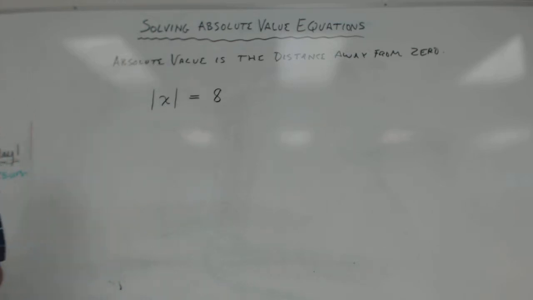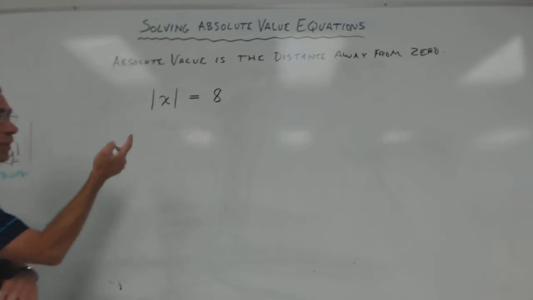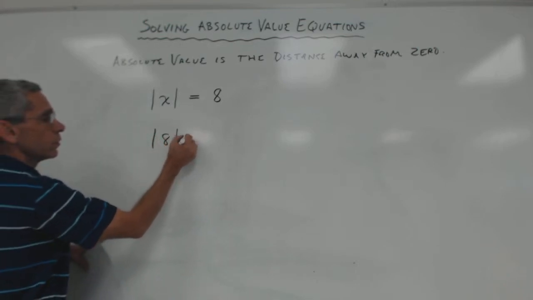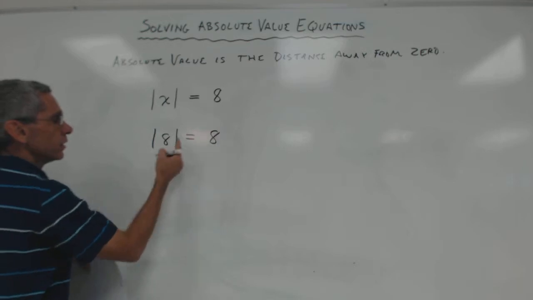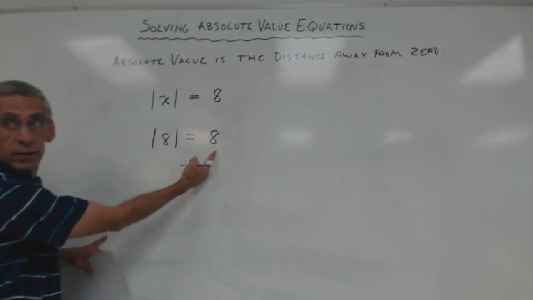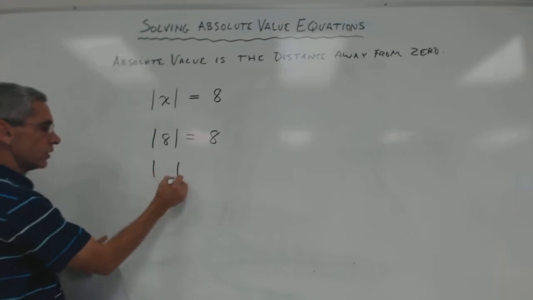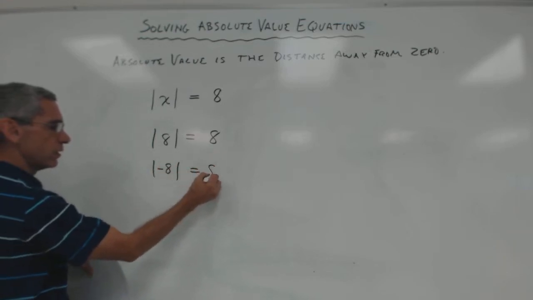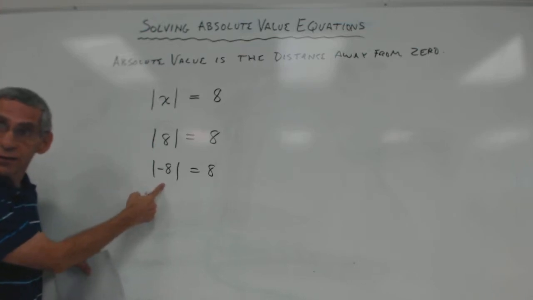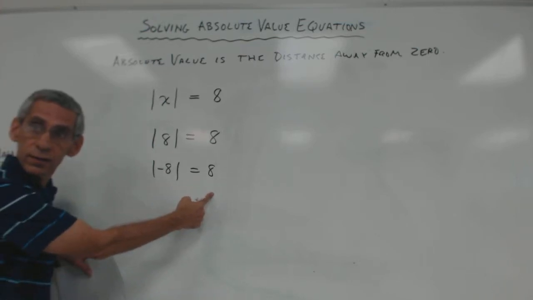All right, so what can x equal? So Anna says 8 and negative 8. Is that right? Well, let's see if she's right. We'll just try it. She's saying if x were 8, the absolute value of 8, is that 8? Yeah. Well, let's try the other one. She said negative 8. Is the absolute value of negative 8 true? Oh, yeah. The absolute value of negative 8 is positive 8.